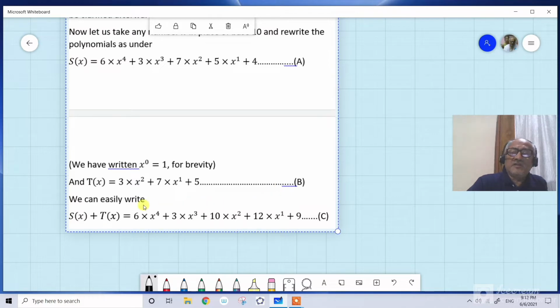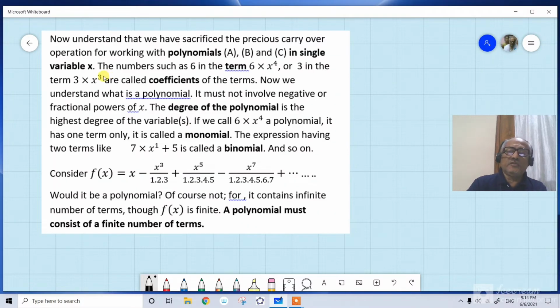So you can write easily sx plus tx is again another polynomial, that is 6x to the power 4 plus 3x to the power 3 plus 10x square. You see here x square here is 7 and x square here is 3, so 10. Then 12x, there is a 5x here and 7x, so 12x plus 9. Next board. Now it is clear why we have sacrificed this carryover system.